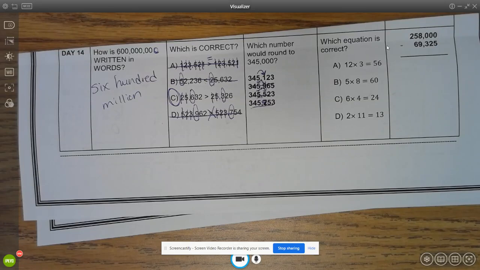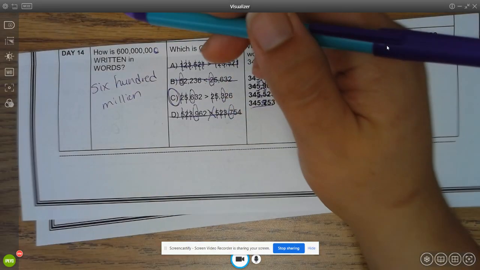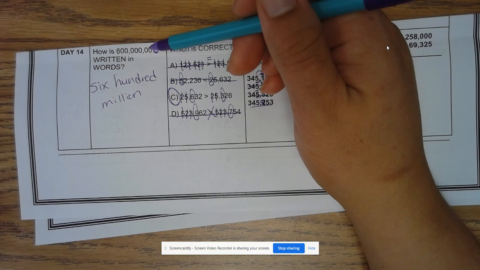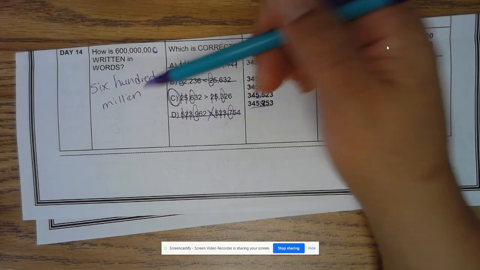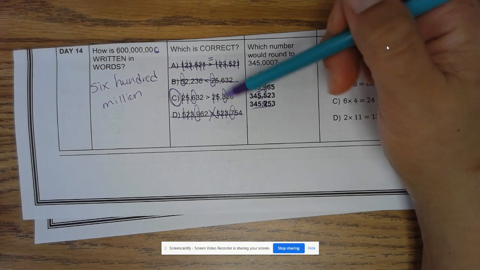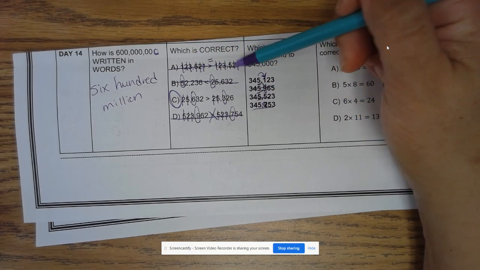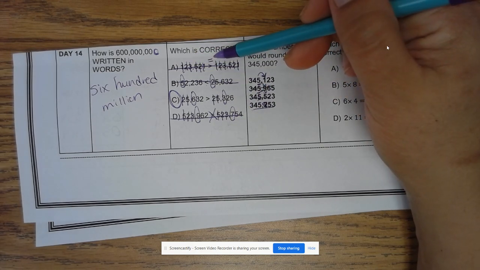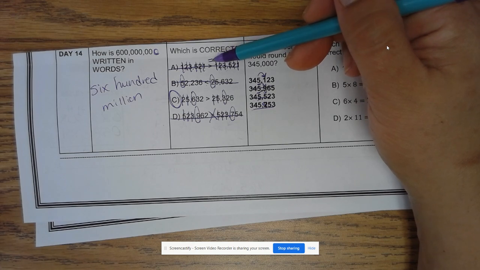And girls, we're taking a look at warm-up number 14. You had that 6 in the 100,000,000ths place, so it should have been 600 million. When you were comparing each one of your answer choices, you should have noticed whether or not they had the same or different amount of digits, and then went back and checked each sign to see if they were correct.